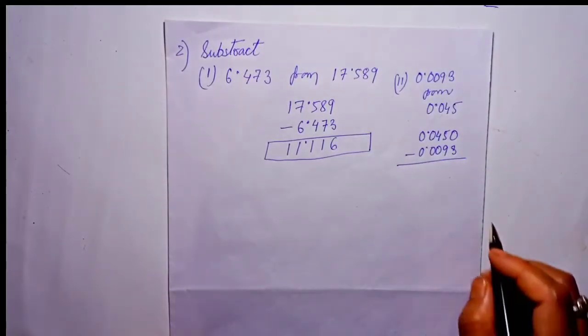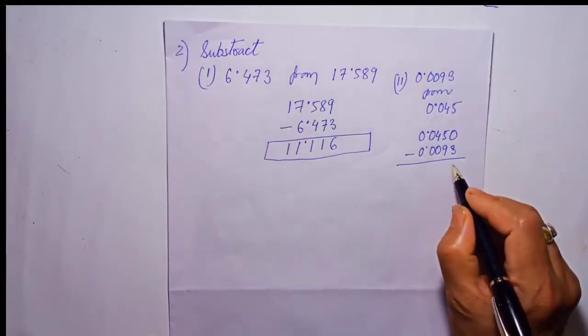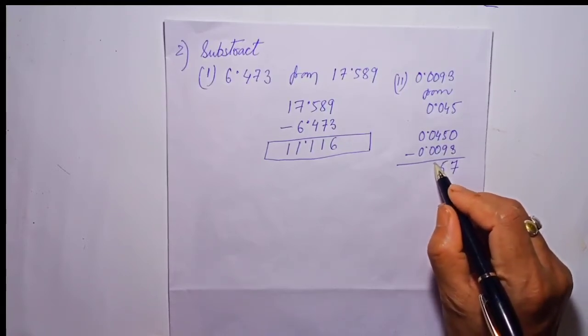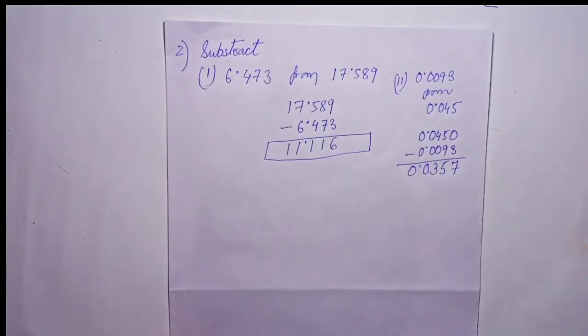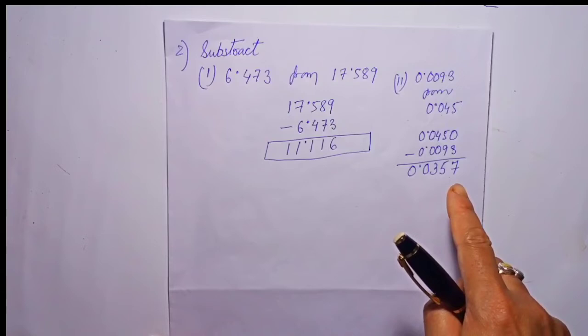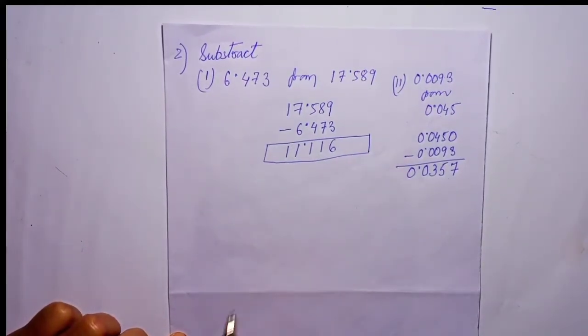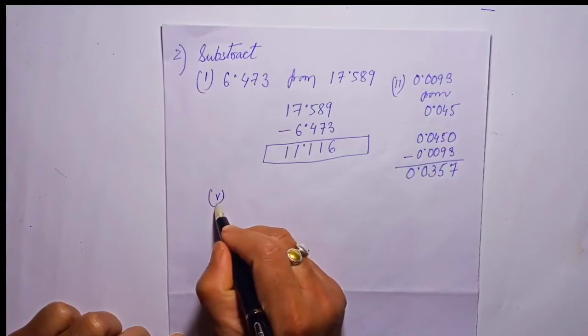You may pause the video, do the calculation by yourself, and after completing it just resume my video. This 7, it will be 5, it will be 3, it will be 0. So what is the answer coming out? 0.0357. This is the answer. Now I'll go for the last question. You see, question number 3 and question number 4 are easy, you can try them. I'll go for the last question, question number 5. What is the question?